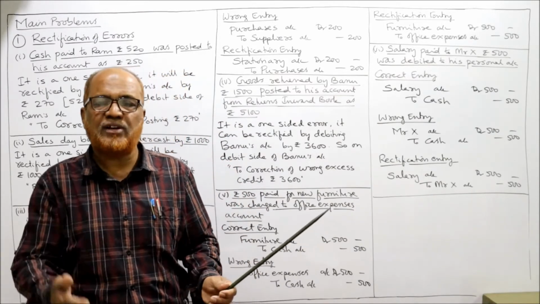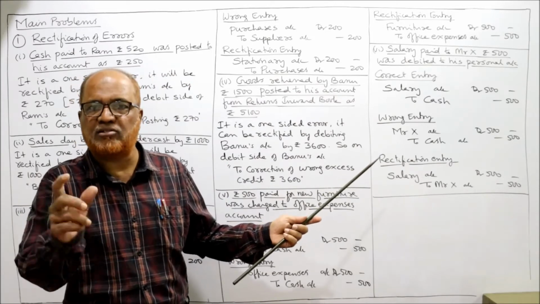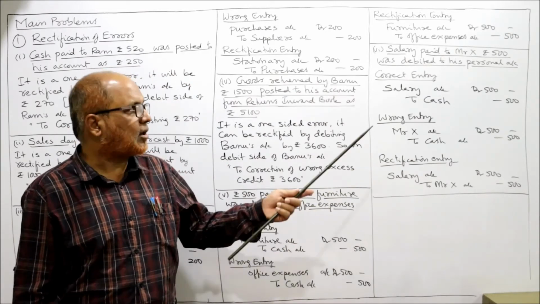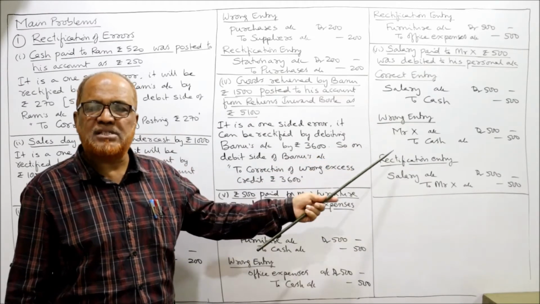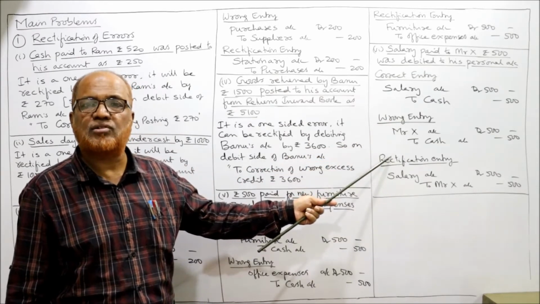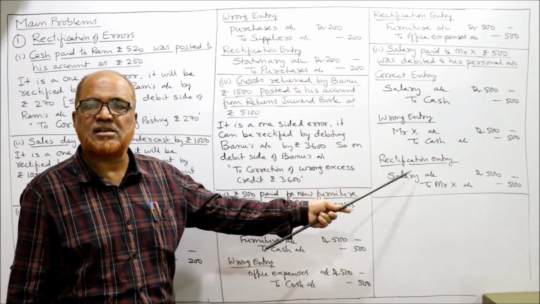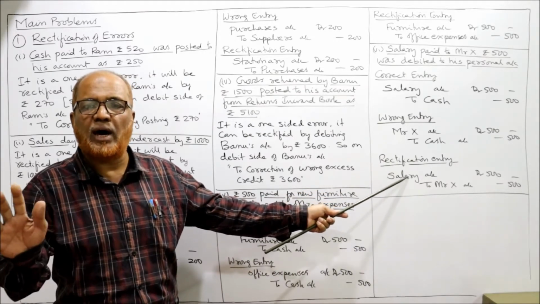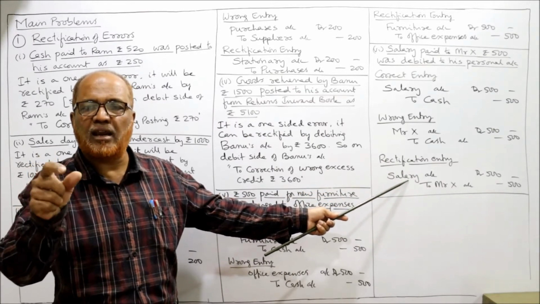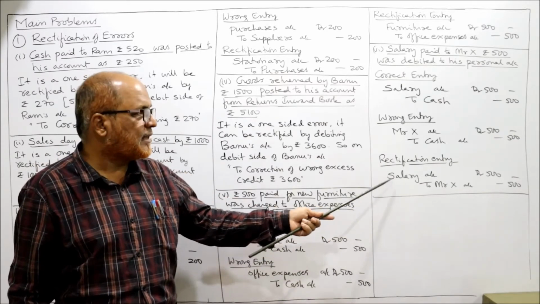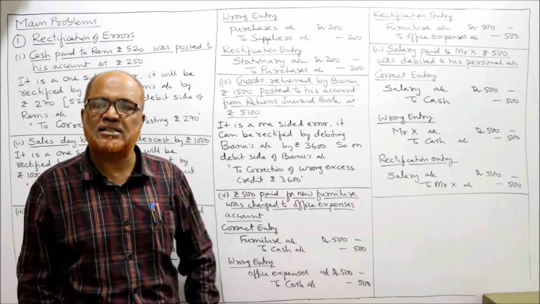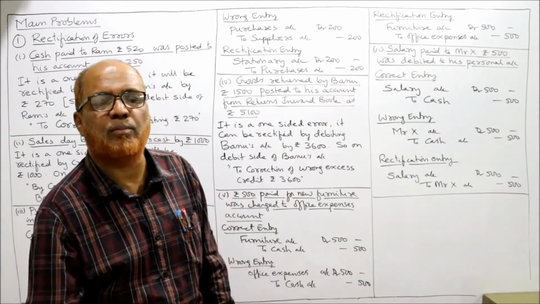So for your benefit, for your understanding, I am writing the correct entry, wrong entry, and rectifying entry. Correct entry was salary account debit to cash. But by mistake, he has debited Mr. X. So the wrong entry he has passed, Mr. X account debit to cash. There is no error in cash. The error is there in salary and Mr. X. So the rectifying entry, salary account debit to Mr. X. That's all. This is the end of the first problem.